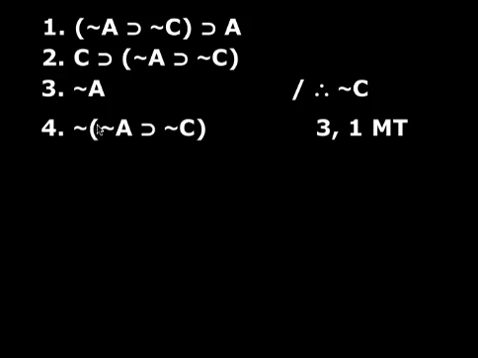Not, if not A, then not C. And then this is the negation of that consequent. So I can do modus tollens again on 4 and 2 to get the negation of this antecedent. C would become not C. And that's the conclusion. So I'm done.